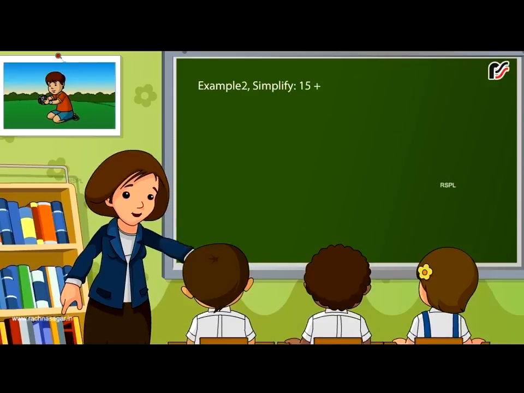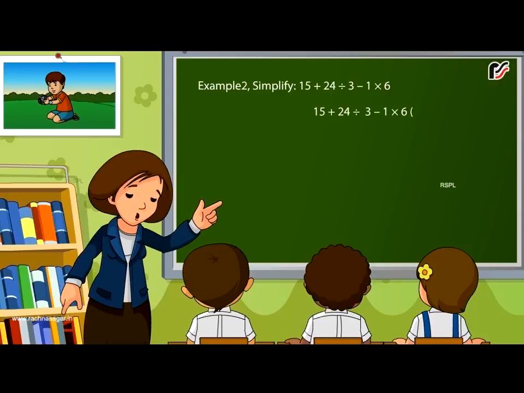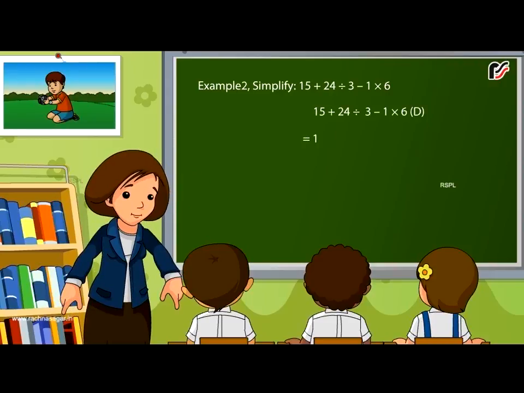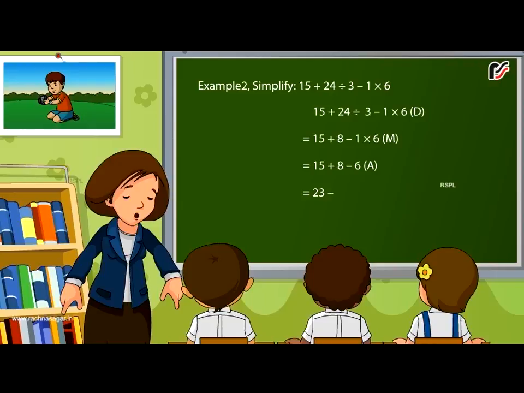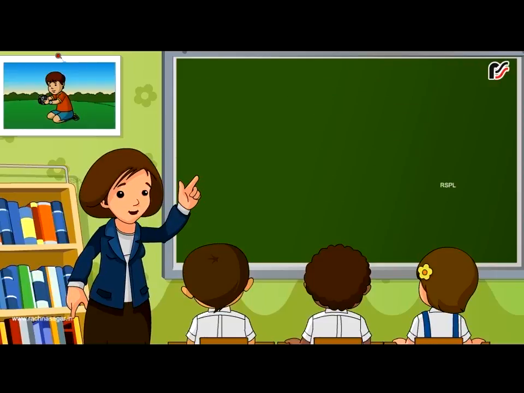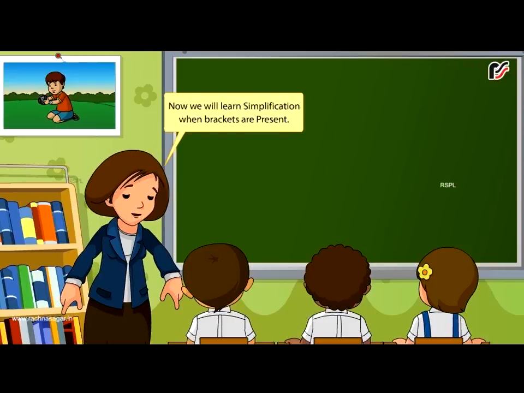Example 2. Simplify: 15 plus 24 divided by 3 minus 1 multiplied by 6. D: 15 plus 8 minus 1 multiplied by 6. M: 15 plus 8 minus 6. A: 23 minus 6. S: 17.